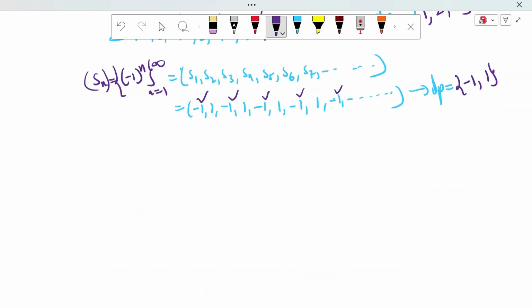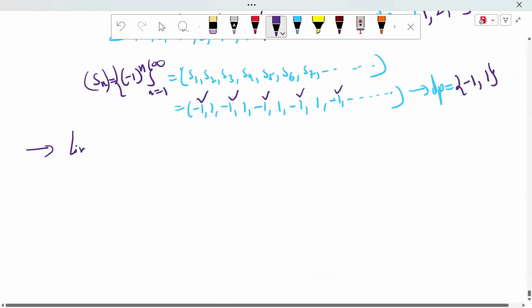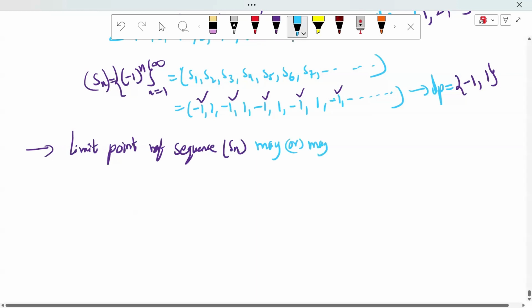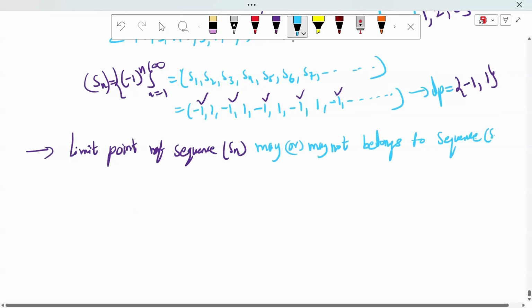What is the second point, sir? The limit point may or may not belong to the sequence Sn. It may belong to Sn, or it may not.